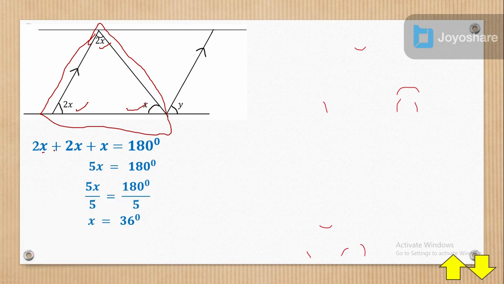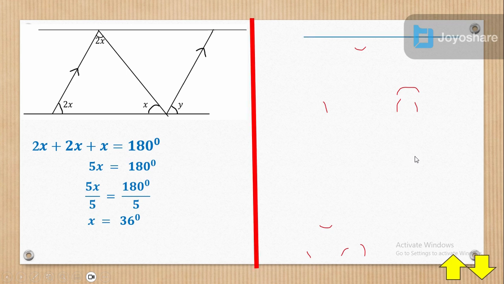When you add this, you get 5x. Now divide both sides by 5. This will cancel away and it will give you 36 there. So our angle there is finally 36 degrees. We have got it from the logic that the interior angle sum of any triangle is always 180 degrees.